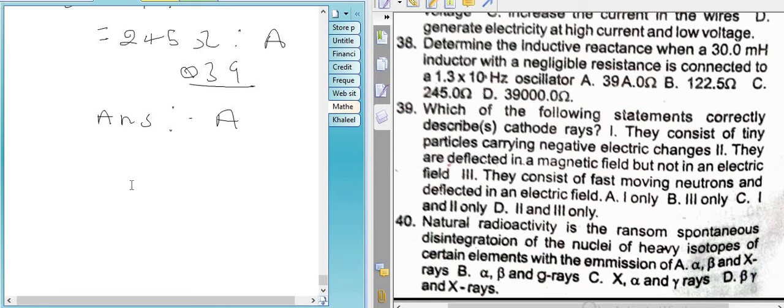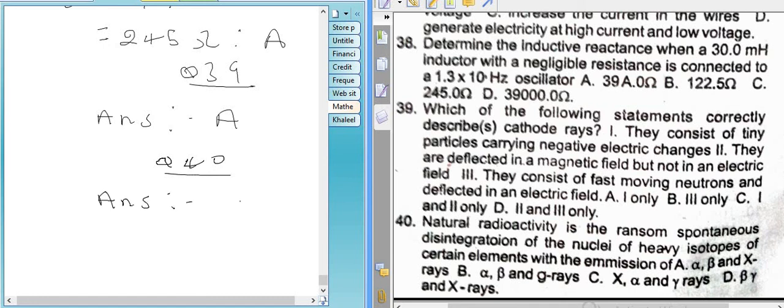As we all know, the natural radioactive process, or radioactivity, is a random, spontaneous disintegration with emission of alpha, beta and gamma rays. Therefore, the correct option is option B, that is alpha, beta and gamma. That is a natural emission of radioactivity. So here we come to the end of this tutorial video of today on Physics 2020 JAMB past questions.